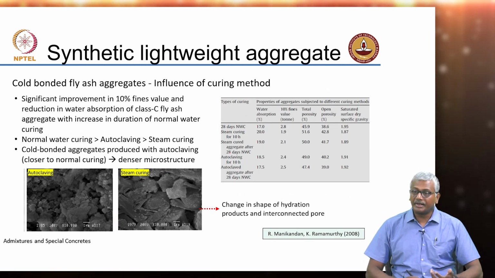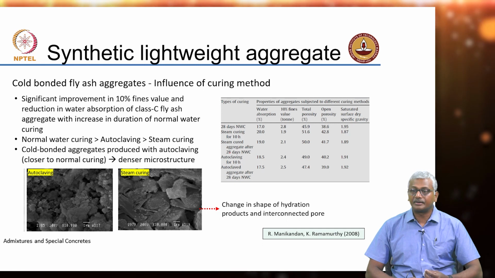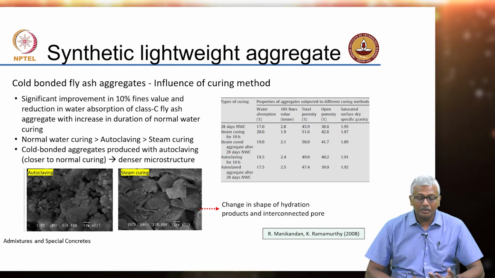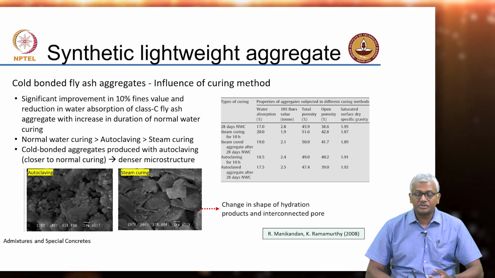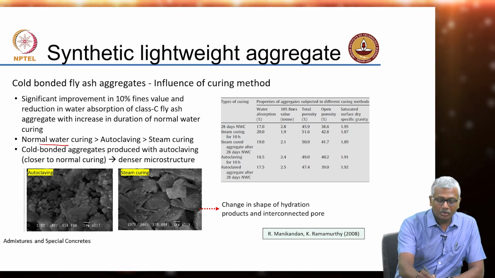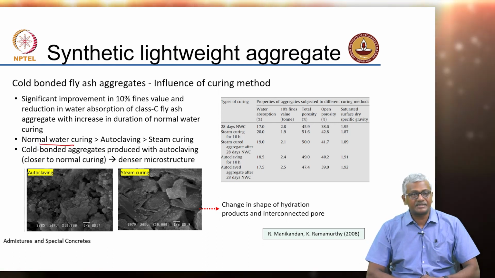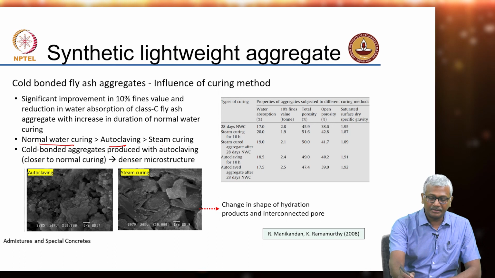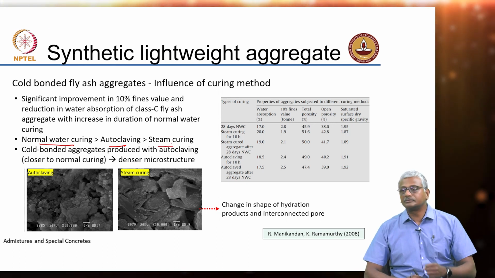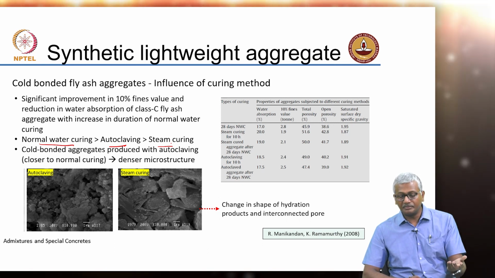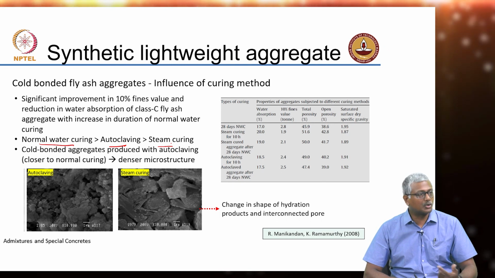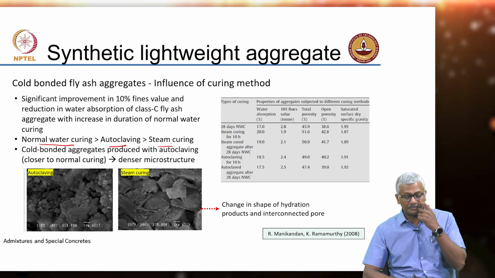As I said, cold bonding can be done with fly ash aggregates that are reactive. So, again, depending upon the type of curing method, you can actually get different properties. If you are willing to wait for long, normal water curing is the best. The next best is autoclaving, and the last is steam curing. Natural bonding happens over a long period of time, but then you get a property of water absorption that is much lower as compared to what you get from autoclaving or from steam curing.